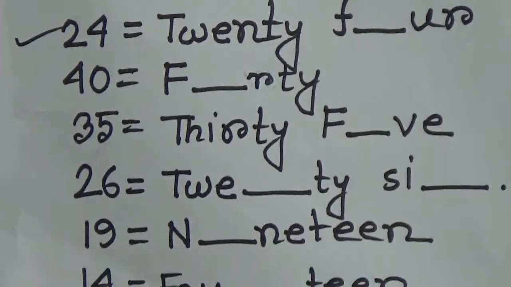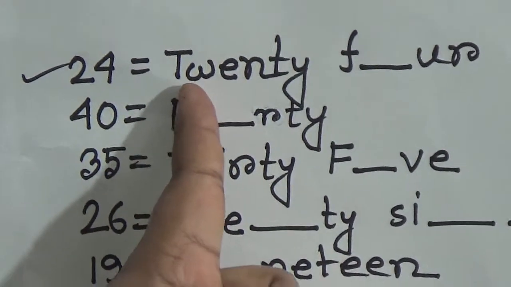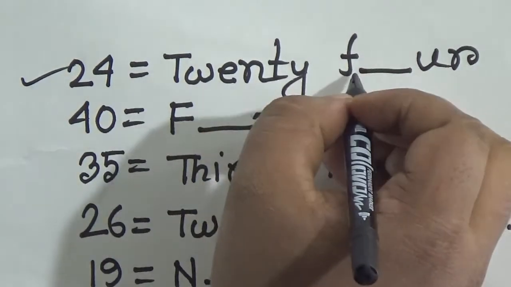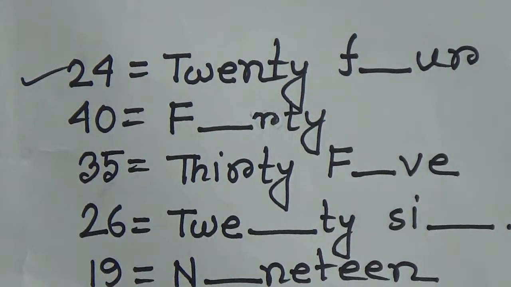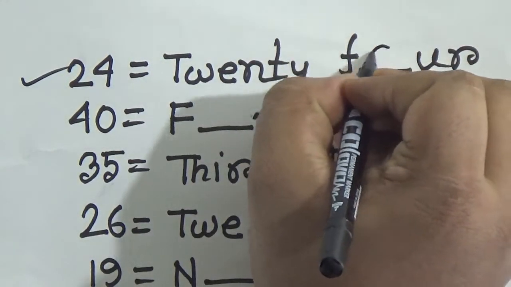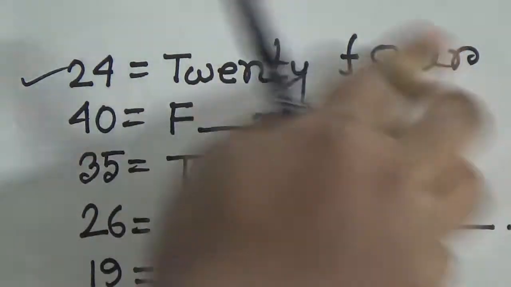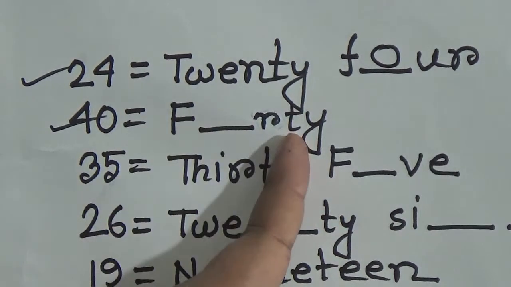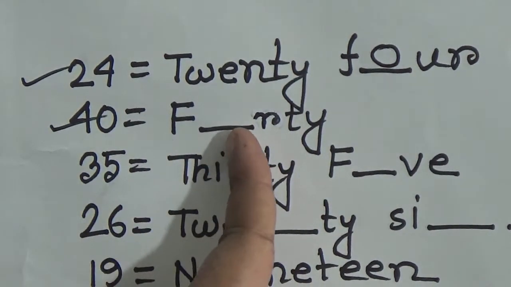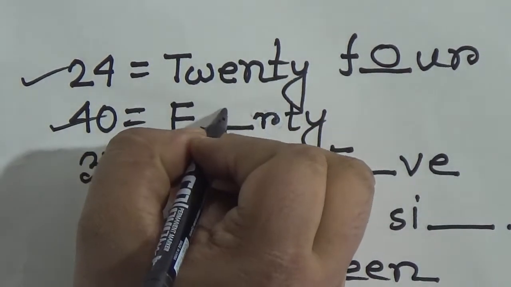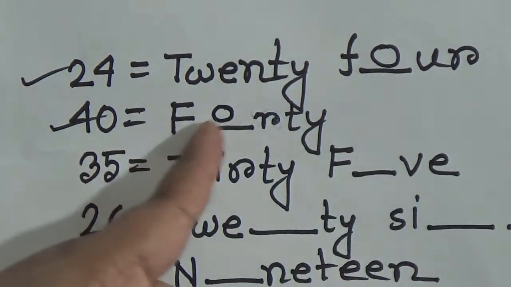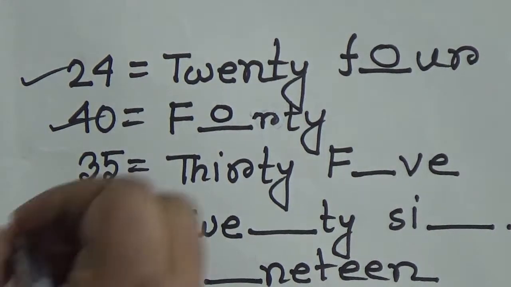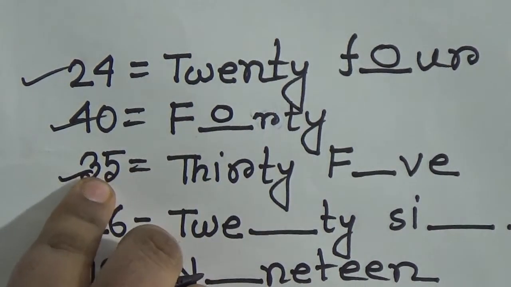24. 20, what is the spelling of 20? T-W-E-N-T-Y, 20. And 4, F-O-U-R, here O is absent, so we write here O. So 24. Our next one is 40. What is the spelling of 40? F-O-R-T-Y. So here O is absent, so in the gap we write O. So F-O-R-T-Y. Our next one is 35.